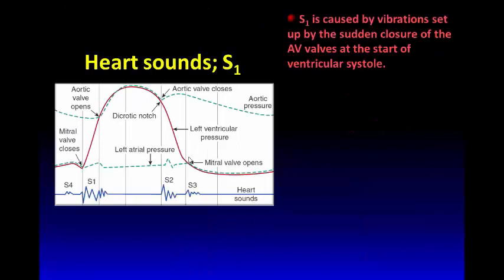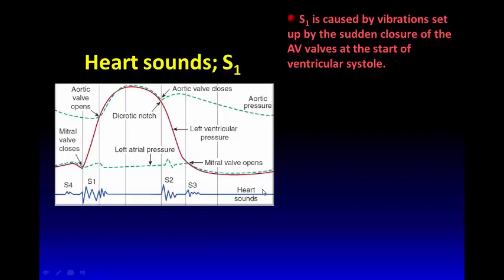The first heart sound is caused by the vibrations which are set up by the sudden closure of the mitral and the tricuspid valves at the beginning of ventricular systole. So the first heart sound is heard with the stethoscope at the beginning of the isometric contraction phase of the cardiac cycle, and also detected by phonocardiography.